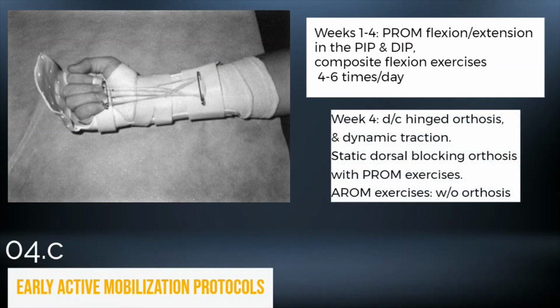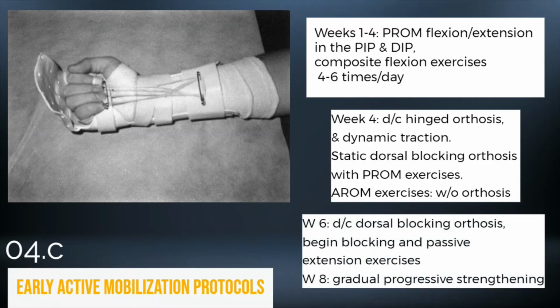Around week 4, hinged orthosis use and dynamic traction may be discontinued. Static dorsal blocking orthosis will continue to be worn with use of passive range of motion exercises. Active range of motion tenodesis exercises should be completed hourly without the orthosis. At week 6, the dorsal blocking orthosis can be discontinued.